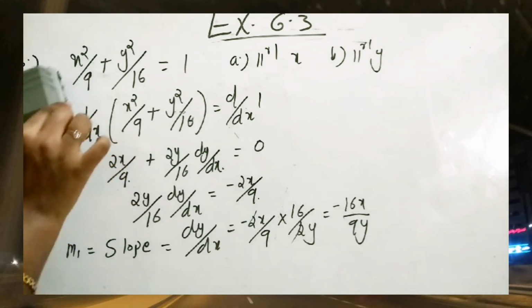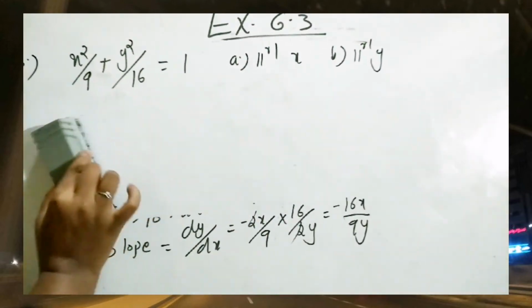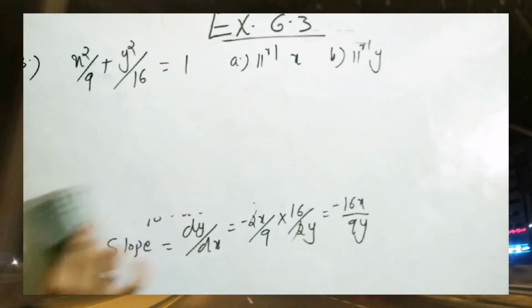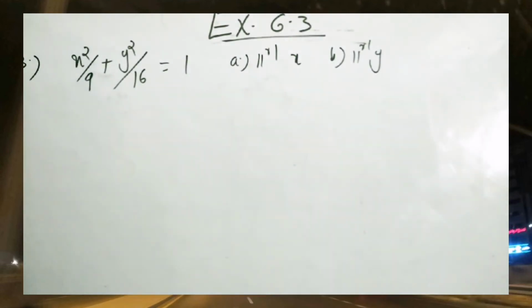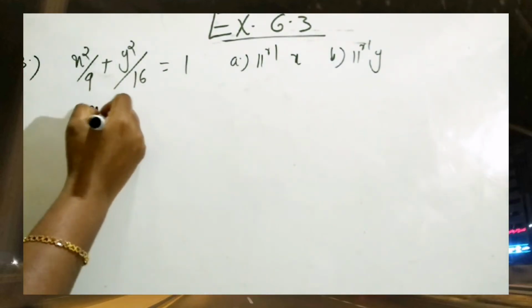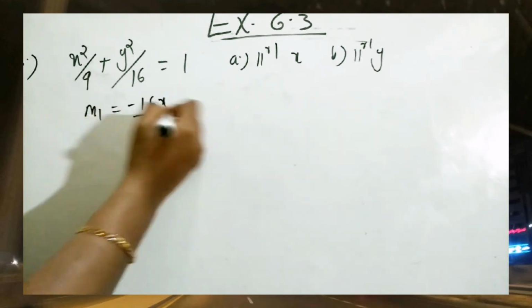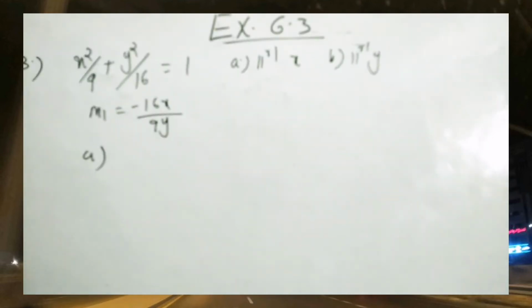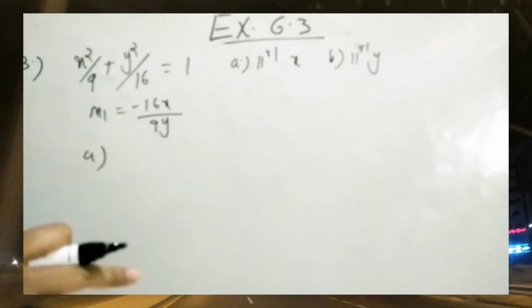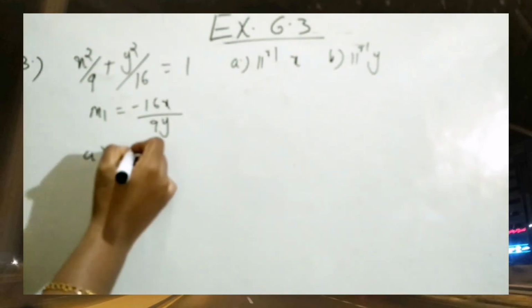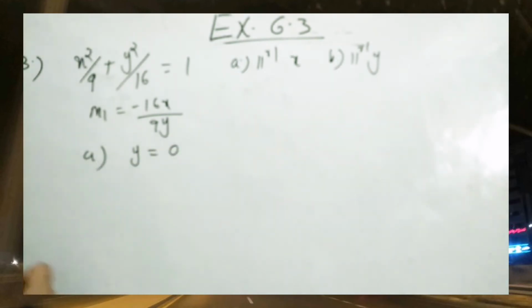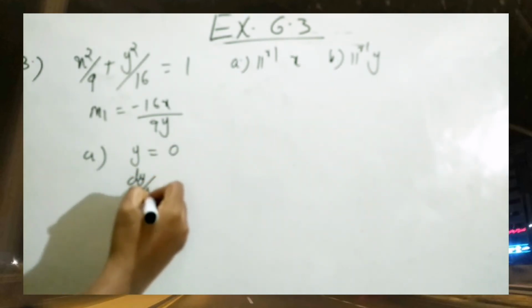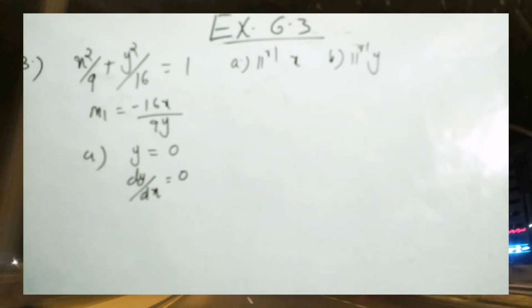Now we will do the first sub question. What is our m1? m1 is equal to minus 16x divided by 9y. Now for the first one it is given that the x-axis and that tangent are parallel. And we know that the equation of the x-axis is y is equal to 0. Then what is dy by dx here? dy by dx is equal to 0 we will get.